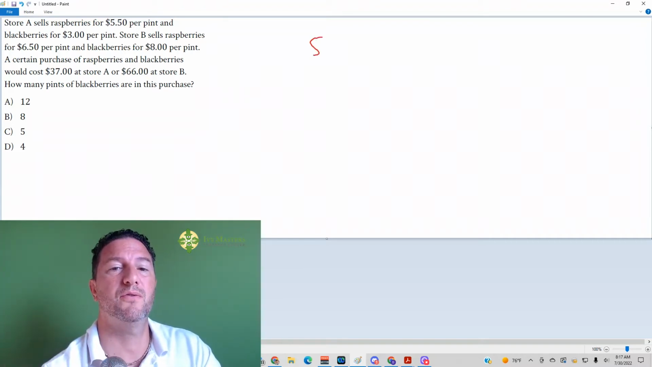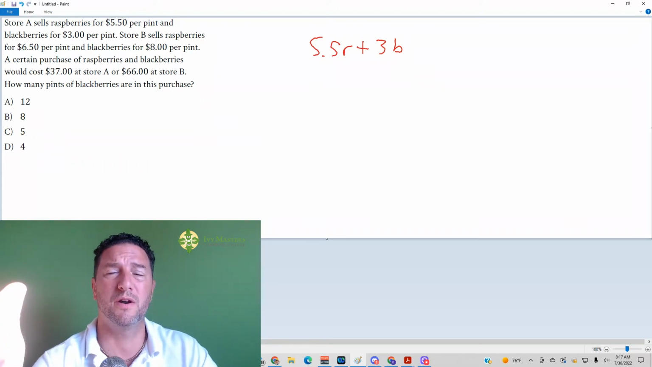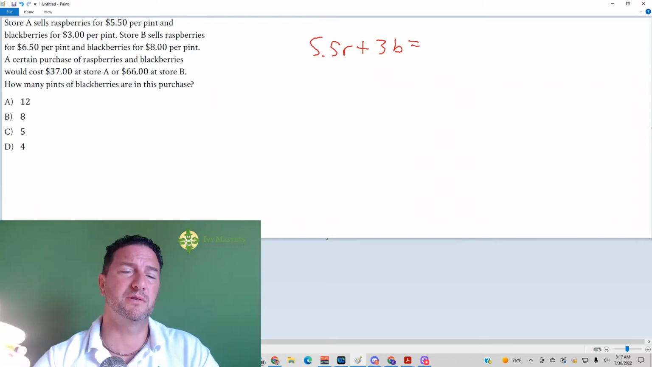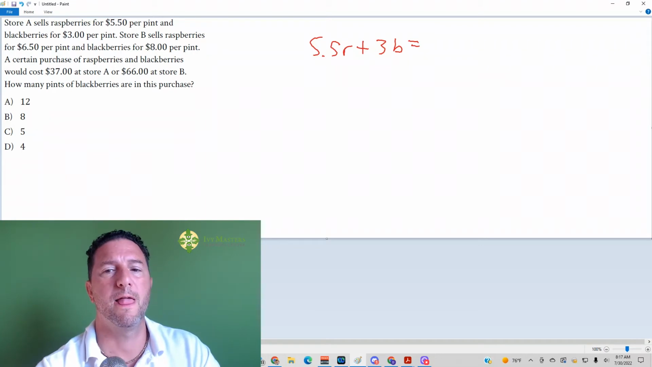It's going to be 5.5R, because $5.50 for raspberries per pint. And you're going to be adding, because you need the total cost. It says the total cost is 37 there, plus 3B. Now, I'm a big fan, notice, I don't use X and Y. I use letters that are associated with what they stand for, because it's easy to say, oh, I solved for X and I thought it was raspberries, but it was blackberries or whatever. So anyway, that's going to be 37.